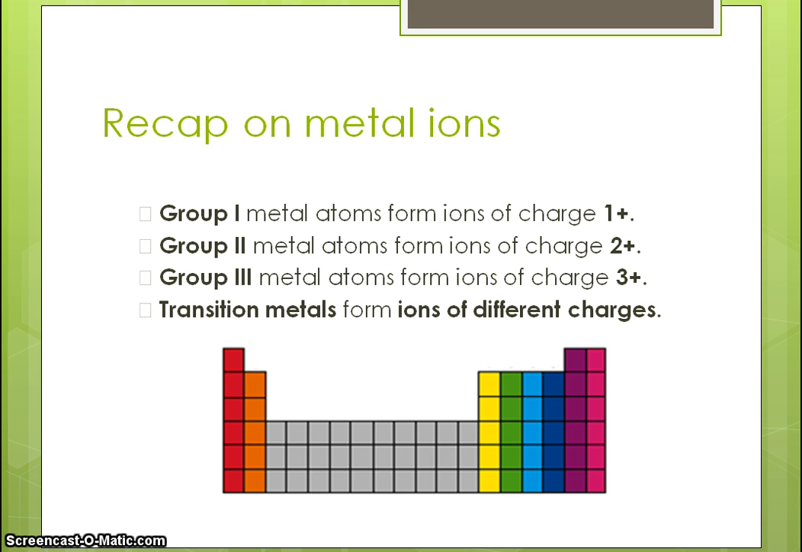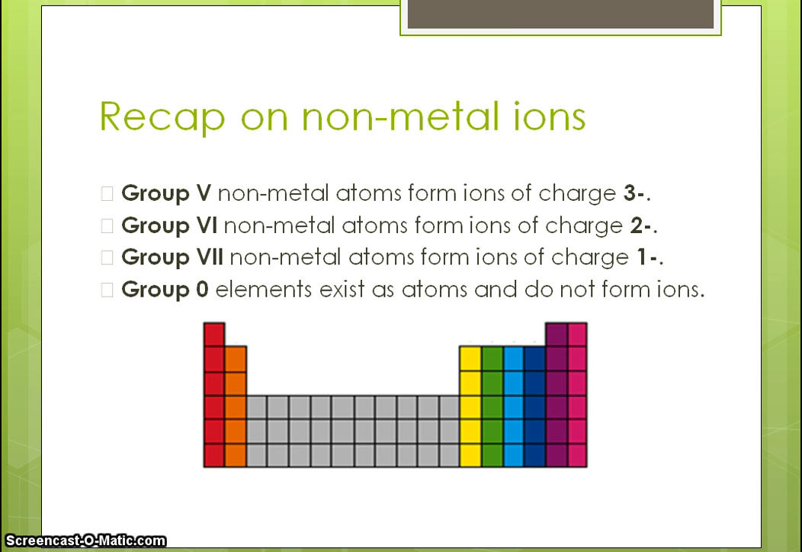Let us now do a very quick recap on the formation of metal ions. If you look at your periodic table, your group 1 metal atoms form ions of charge 1 plus, whereas your group 2 metal atoms form ions of charge 2 plus. Similarly, your group 3 metal atoms form ions of charge 3 plus. However, your transition metals form ions of different charges.